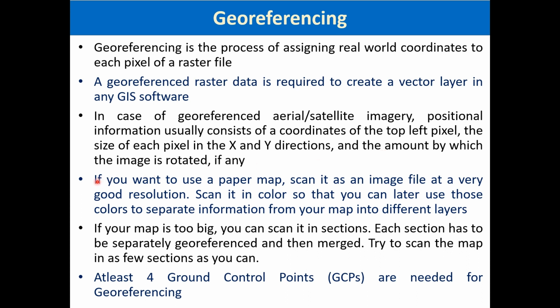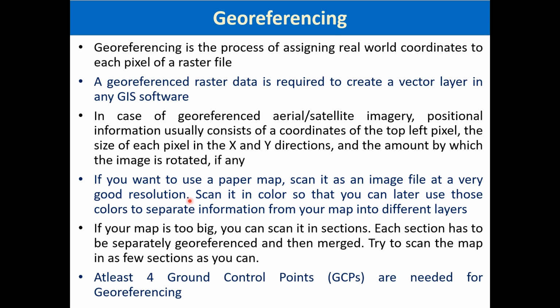Suppose you have paper maps at your office, old maps with good detail, and you want to make use of them, digitize them and then create digital GIS layers from the old map. The first thing you can do is scan it as an image file at a very good resolution. Take a good scanner, with a resolution of at least 300 dpi. If it is a colored map, you can scan it in color so that you can later use those colors to separate information and create different layers.